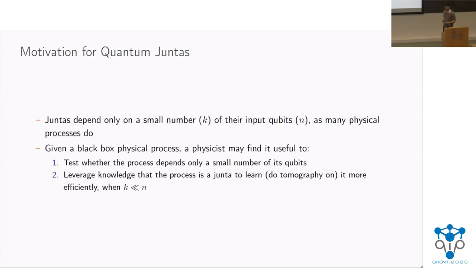And briefly, let's talk about the motivation of why these objects are interesting. In nature, you can imagine that there are some processes that act only on some of their qubits, and someone may be interested in doing one of two things. One, to determine whether something is a junta, and two, if they know something is a junta, then perhaps you can do tomography on it, learning a classical description of it in fewer queries than if you didn't know it was a junta. Especially since classical or normal tomography takes a number of queries exponential in the ambient dimension, this can potentially be helpful if you do know it only depends on some number of its inputs.